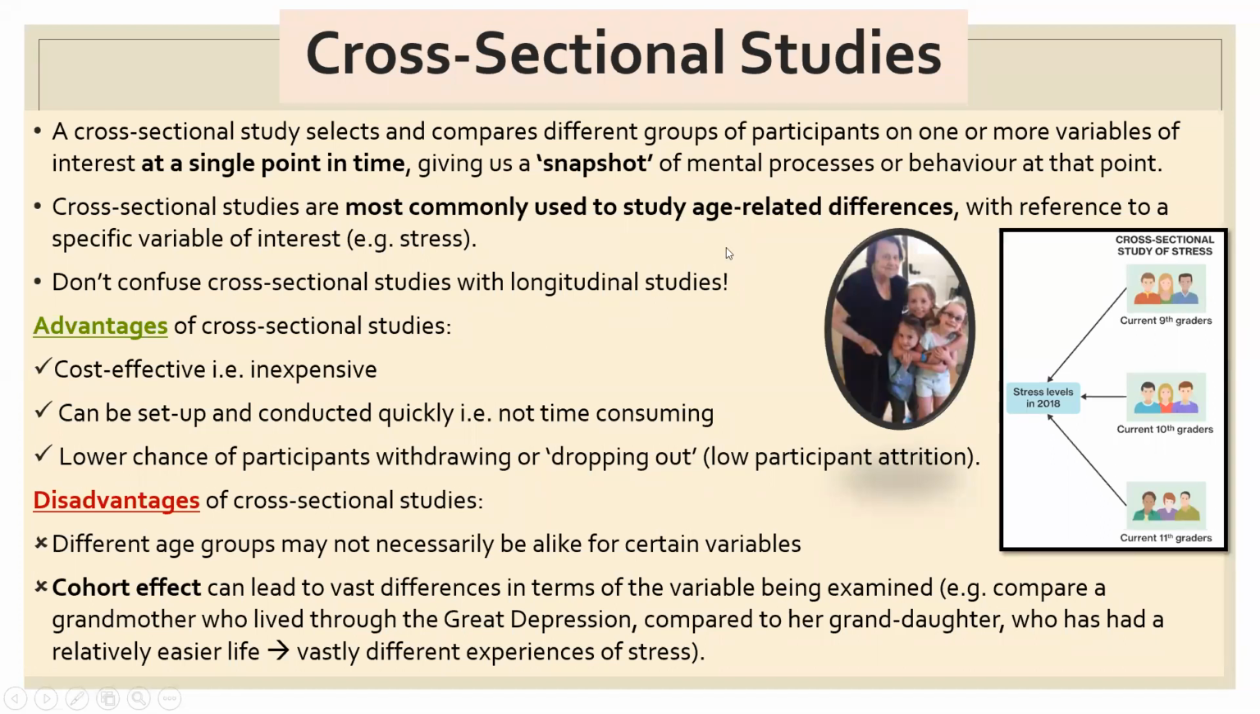Or we can also use cross-sectional studies to assess bigger differences in terms of age. So if you look at a family and say, I want to study age-related differences in terms of quality of life, with reference to a 75-year-old, and compare that to what quality of life means for a 12-year-old, and maybe a 10-year-old and then an 8-year-old. Okay, so what you're doing is studying age-related differences with reference to that specific variable of interest.